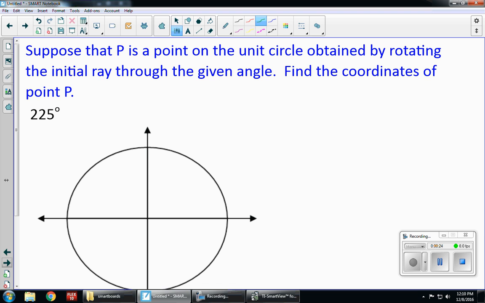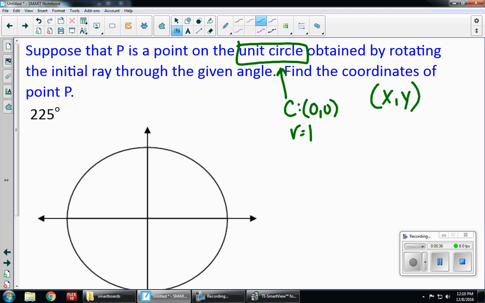Well, the first thing is whenever you see unit circle, you should know that the center is (0, 0) and the radius is 1. So if I'm on the unit circle, instead of x comma y, I know that I can use cosine theta comma sine theta.